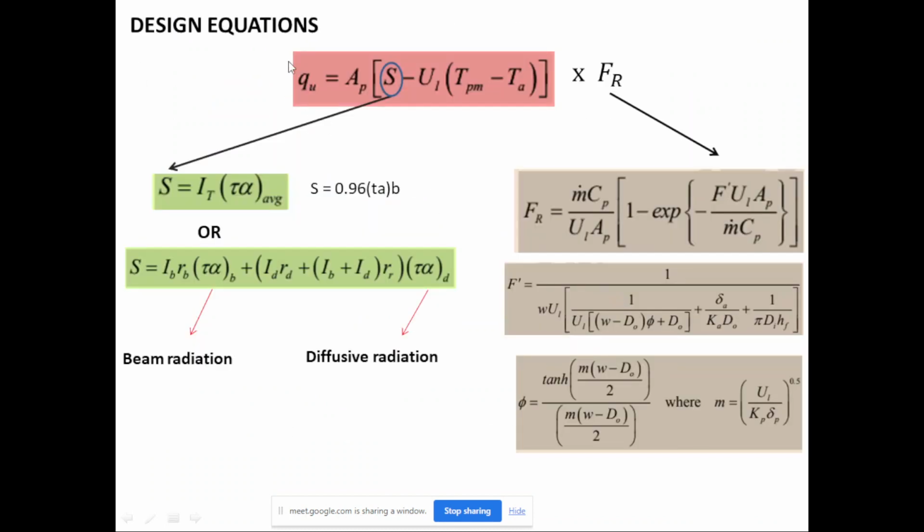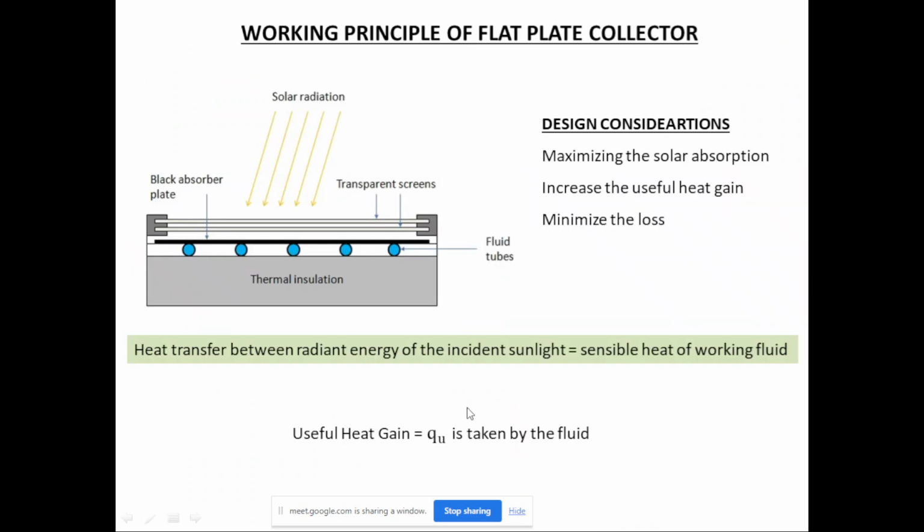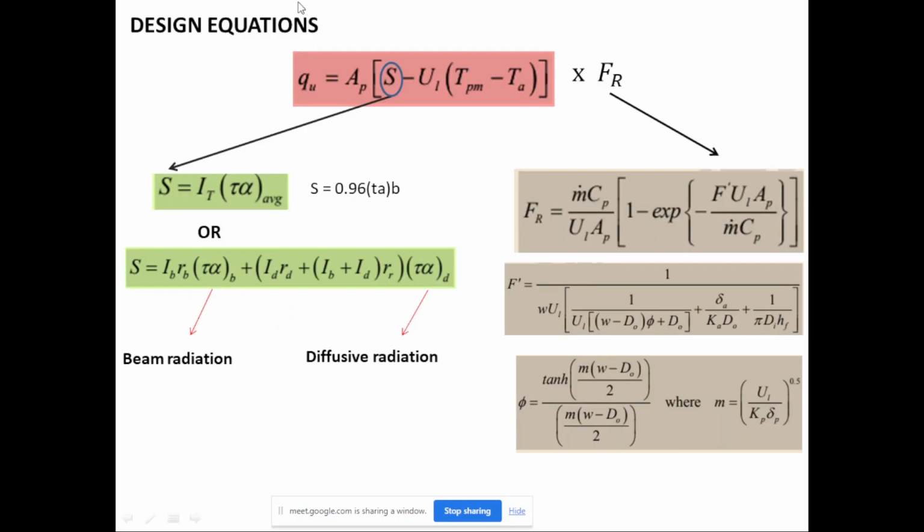Yeah, it starts here. We saw how to calculate the useful heat gain, that is the amount of QU that is actually taken up by the fluid flowing through the fluid tubes, which will be used for other applications. And then we saw the equations relating to the total solar flux absorbed by the flat plate collector. What actually falls on the flat plate collector and what is getting absorbed by it are two different things. The energy absorbed will be different because of the various losses present in the system and other environmental conditions.